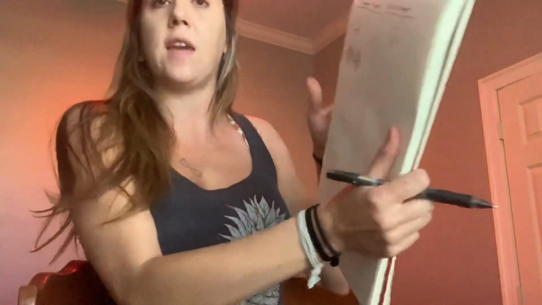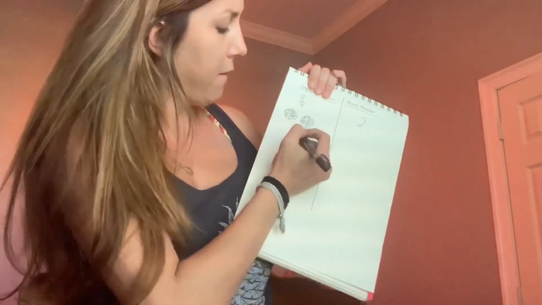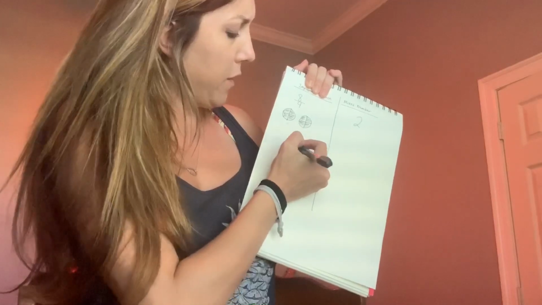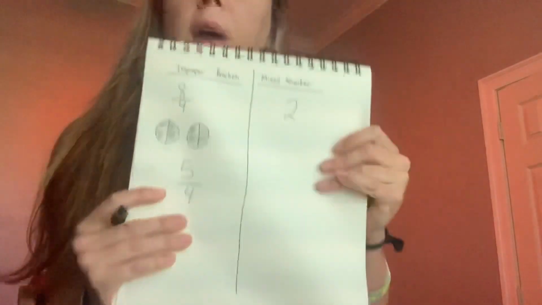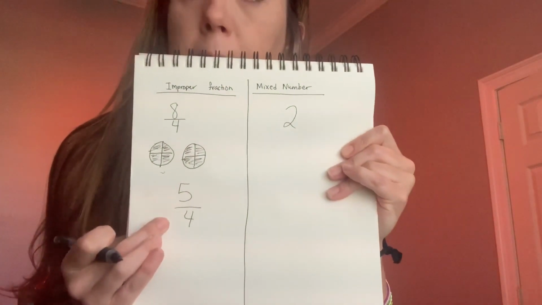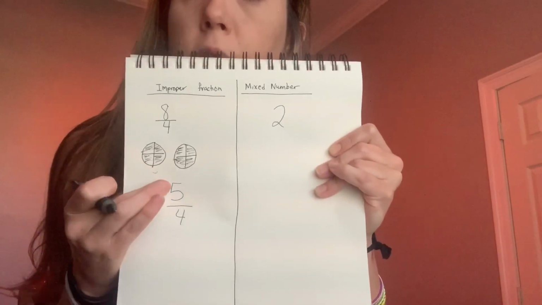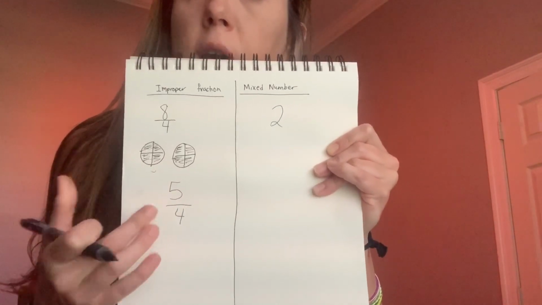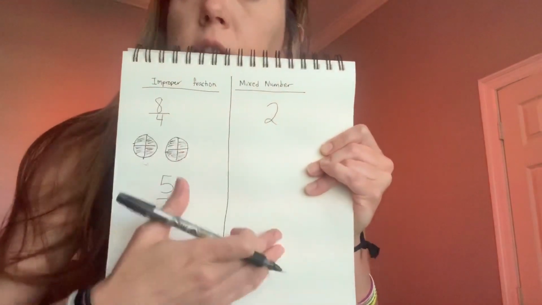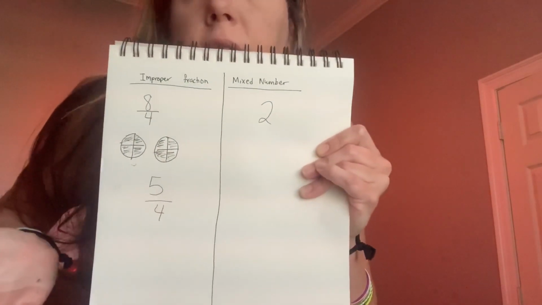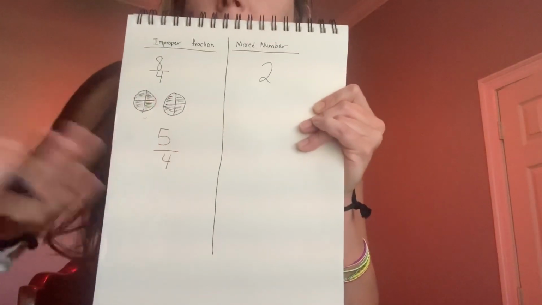1, 2, 3, 4, 5. How many fourths did I just count? I counted 5 fourths. This is an improper fraction. It is improper because the bigger number is on top. I have 5 fourths. So I want to turn this 5 fourths into a mixed number. I want to see how many wholes I can make. How many wholes can I make with 5 fourths?